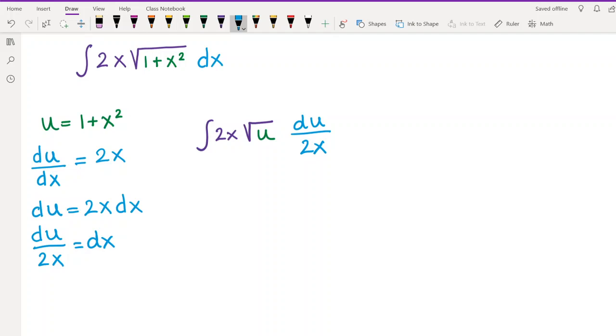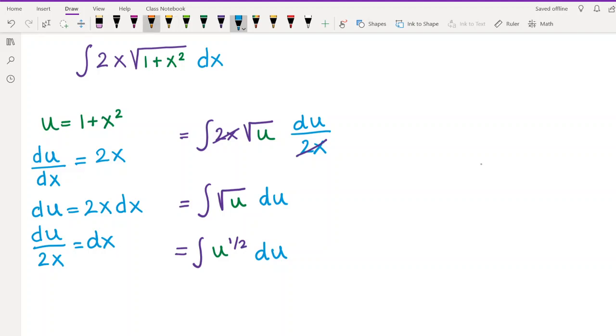So this 2x cancels with this 2x, and we're left with just the integral of the square root of u du. And that's great. Now we can forget about the x's and focus on this much simpler integral. So how would you evaluate the antiderivative of this? Well, you would probably want to rewrite it as u to the 1/2, and then you just use the power rule.